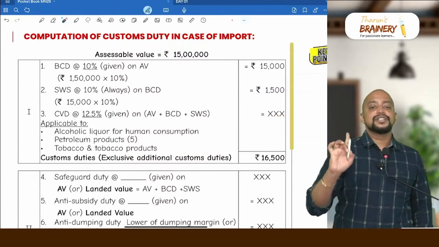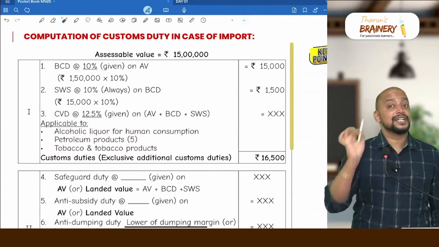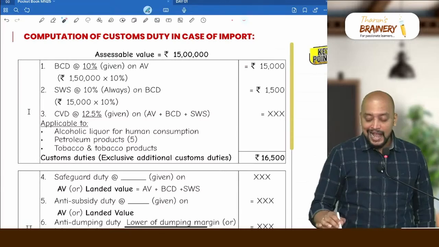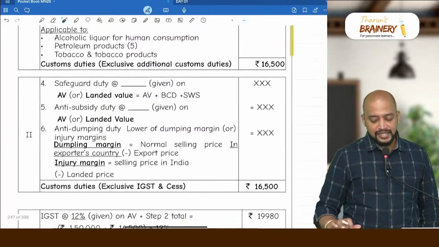Remember that in mind. So CVD will be computed on what? Assessable value, basic customs duty, social welfare surcharge. Only if given in the question we need to do that. And the sum of these 3 will be taken as customs duty exclusive of additional customs duties.